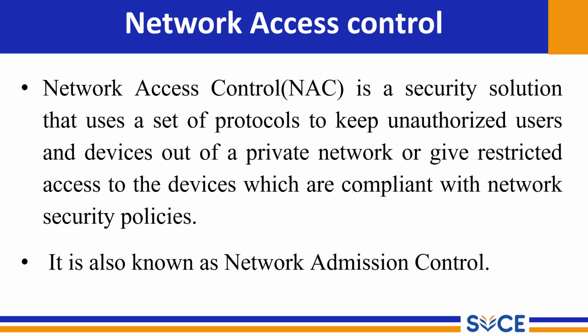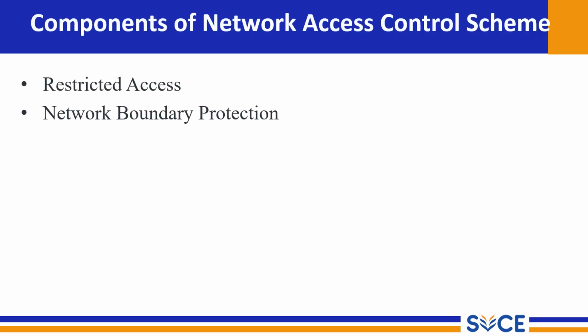Now let us see the components of network access control. The first one is restricted access. The second one is network boundary protection. First, restricted access: it restricts access to the network by user authentication and authorization. For example, the user can't access a protected network resource without permission to access it.